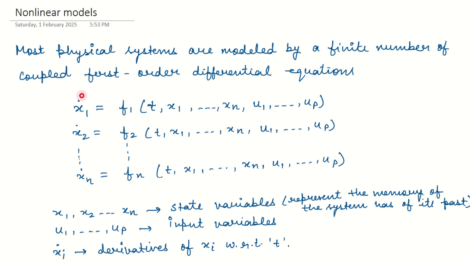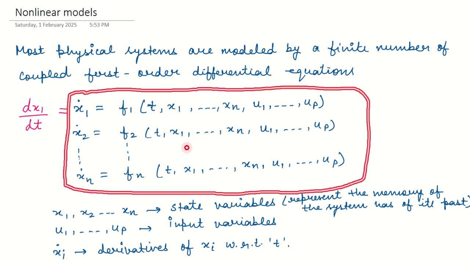Okay, and this x1 dot represents the derivative of x1 with respect to t. It means that I can also write dx1 by dt. Similarly, dx2 by dt and dxn by dt. So any system I can represent with the help of these differential equations.